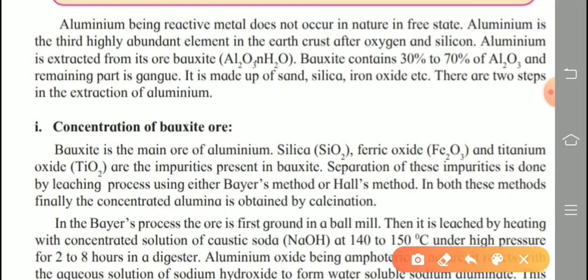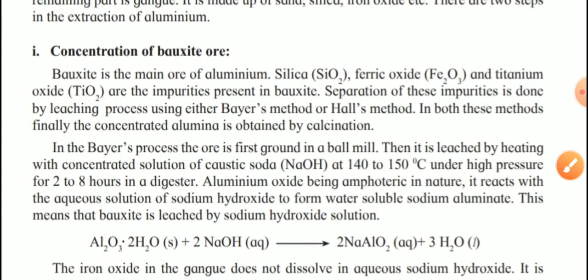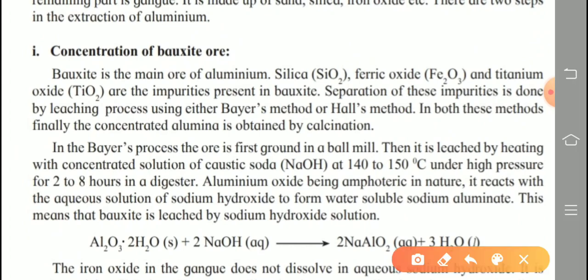In extraction of aluminium, what is the first step? Concentration of bauxite ore. Here two processes are given. Bauxite is the main ore of aluminium. Silica, SiO2, ferric oxide, that is iron oxide, Fe2O3, and titanium oxide, TiO2, are the impurities present in bauxite.